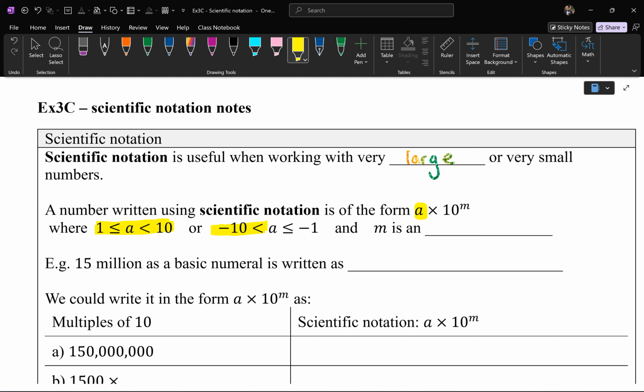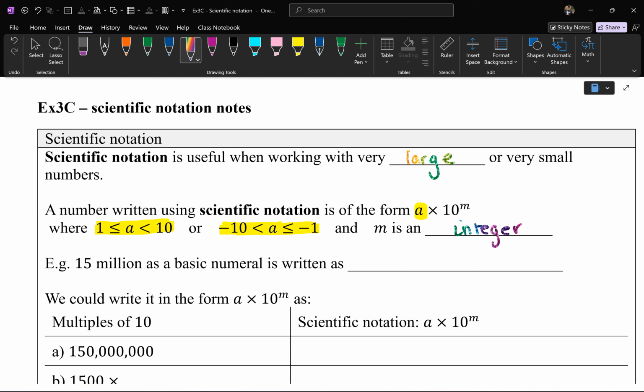Well, not a single digit, but it's less than 10, sorry. And in the negative region, same thing, it can only be from negative 1 to negative 10, but not including negative 10. And the power, let me write this in, is an integer. What is an integer?